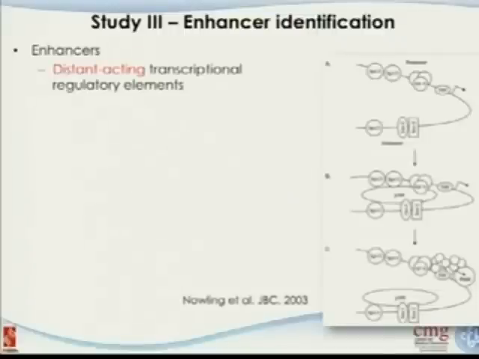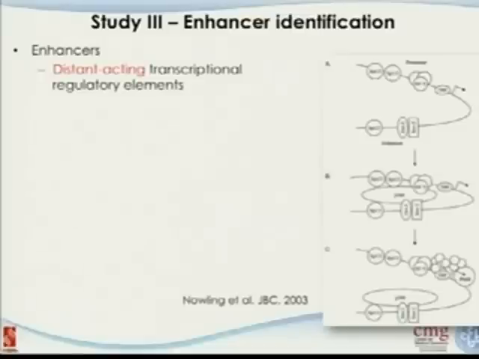The third application becomes really smart, which is enhancer identification. So keep in mind, the first application was transcription factor binding. The second one is histone markers. The third one is enhancer identification. These are something different. Enhancers are really, really hard to find.